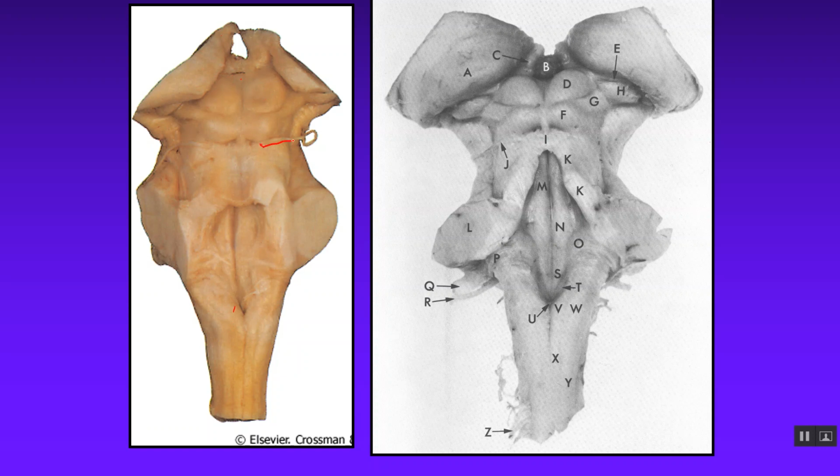Here's that trochlear nerve coming out the back. And remember, the trochlear nerve crosses over midline, is the only cranial nerve that crosses midline, and comes out the back of the brainstem.